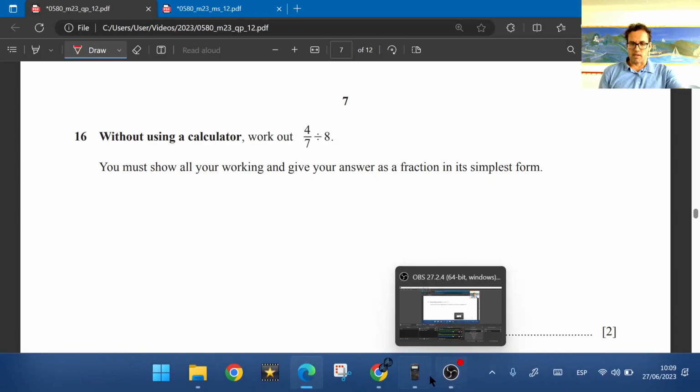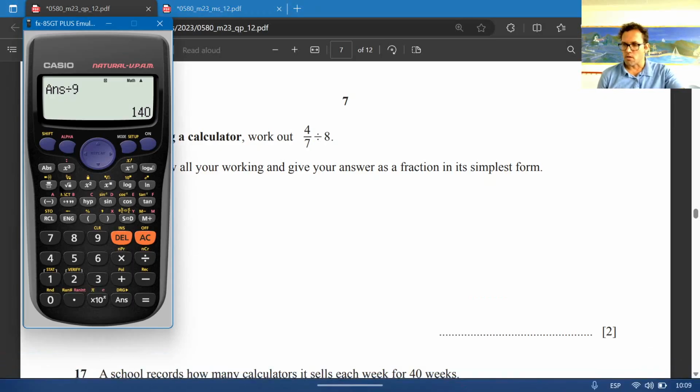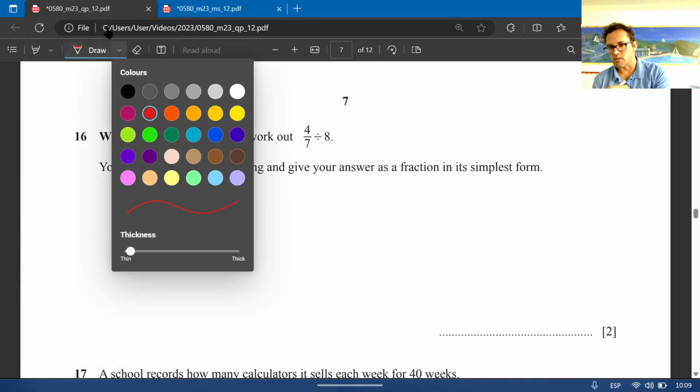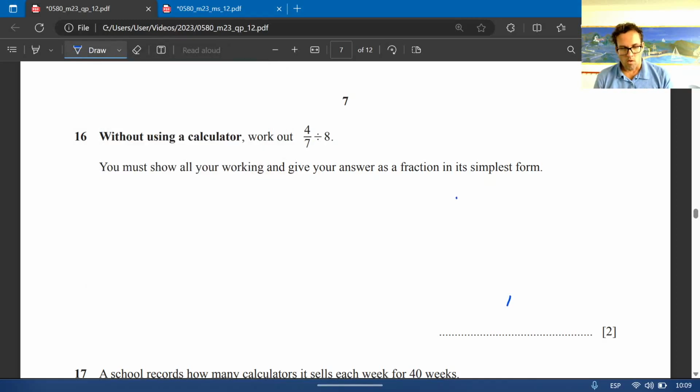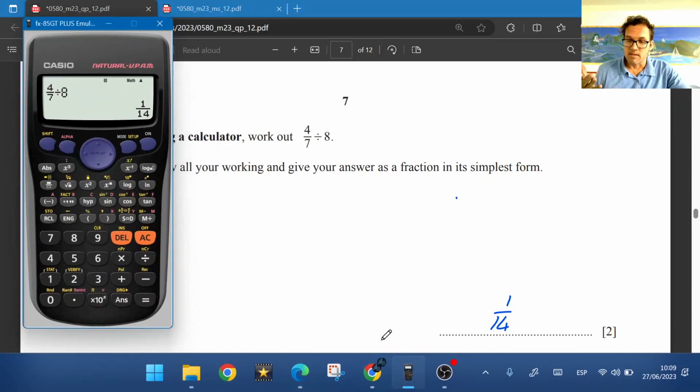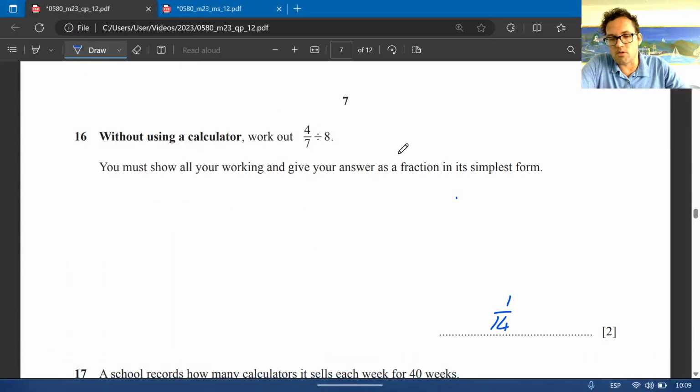Without using your calculator, work out 4 over 7 divided by 8. Yeah, I got the answer, 1/14. Okay, what did I do? I used my calculator. Did anybody check? No. Easy marks. No, because I wrote the right answer on the line, you're going to still get 0 marks. Okay, you need to show how to get this without a calculator.